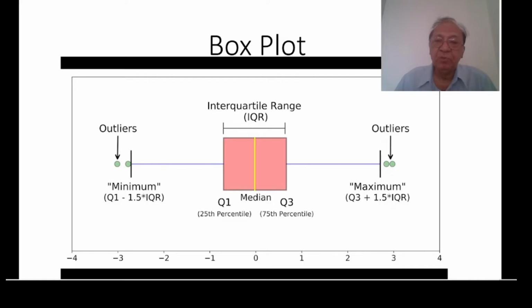subtract it from Q1, that will be the lowest range of the data. And if we add 1.5 times the interquartile range to quartile 3, that is the 75th percentile, it will give us the maximum range. So we get the minimum range Q1 minus 1.5 IQR and the maximum range Q3 plus 1.5 IQR.